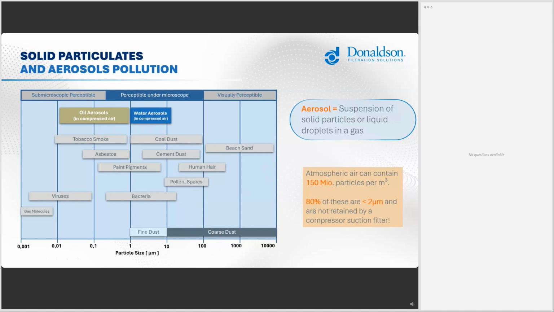aerosols. Maybe an interesting information here is also atmospheric air can contain, let's say, 150 million particles per cubic meter. Usually 80% of these are smaller than 2 microns and are not retained by a compressor suction filter. That means from the 150 million, 120 million are still coming into a compressed air system and can contaminate that.